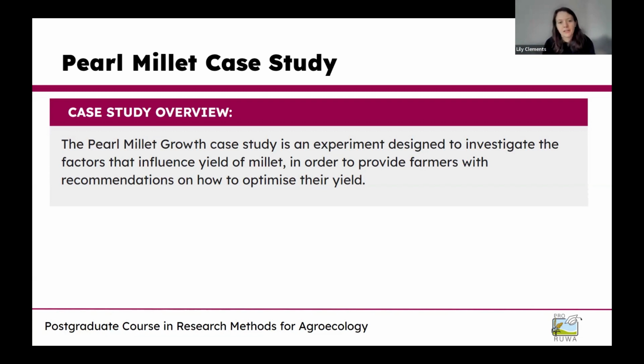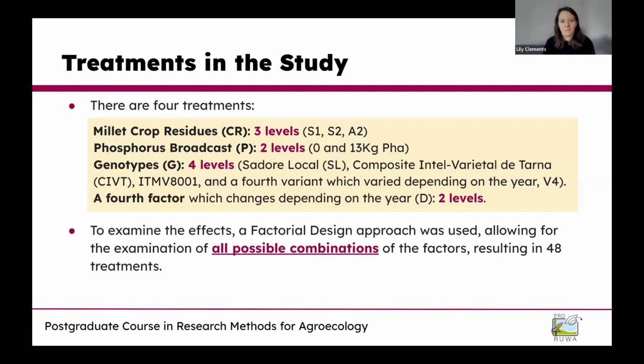In the pearl millet growth example, they actually had 4 different treatments that they were looking at. They had their millet crop residues, which had 3 levels, their phosphorus broadcast, which had 2 levels, 4 different types of genotypes, and then a 4th factor, which changed depending on what the year was. To examine these effects, a factorial design approach was used, which allowed the researchers to examine all combinations of the factors. And this gave you 48 treatments.